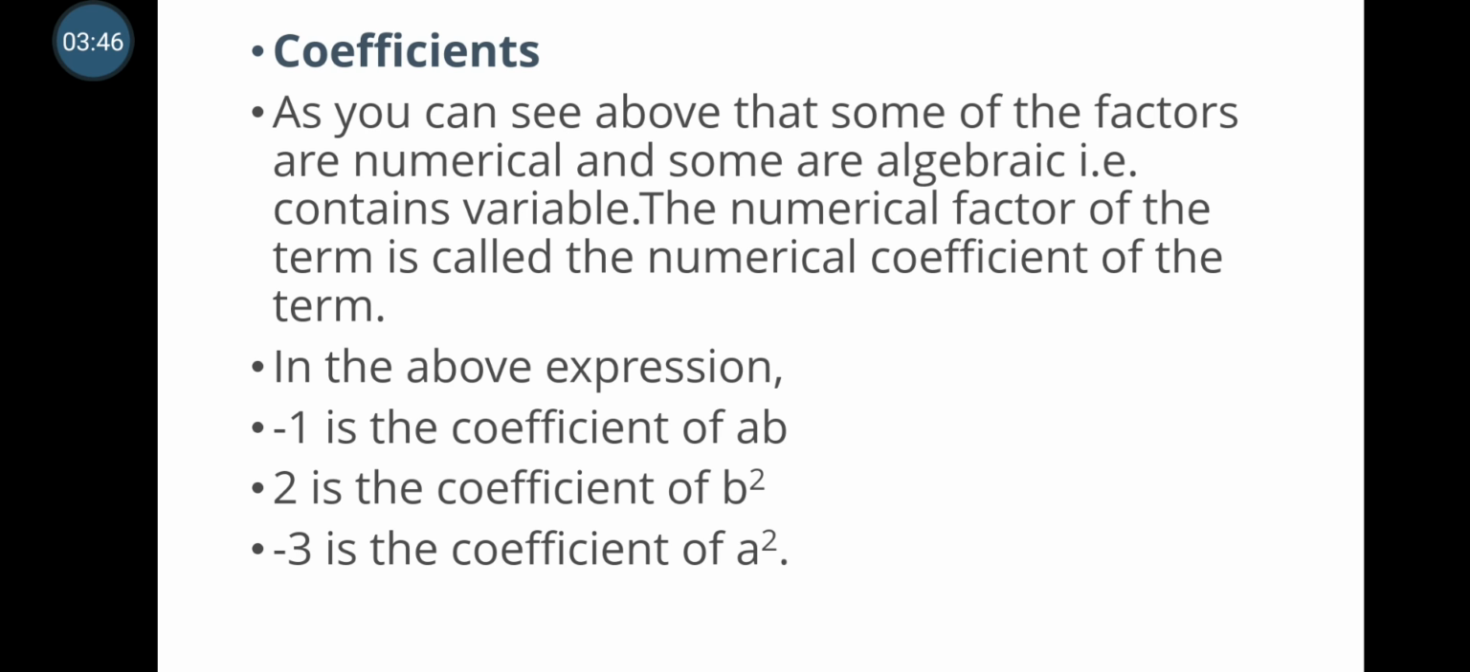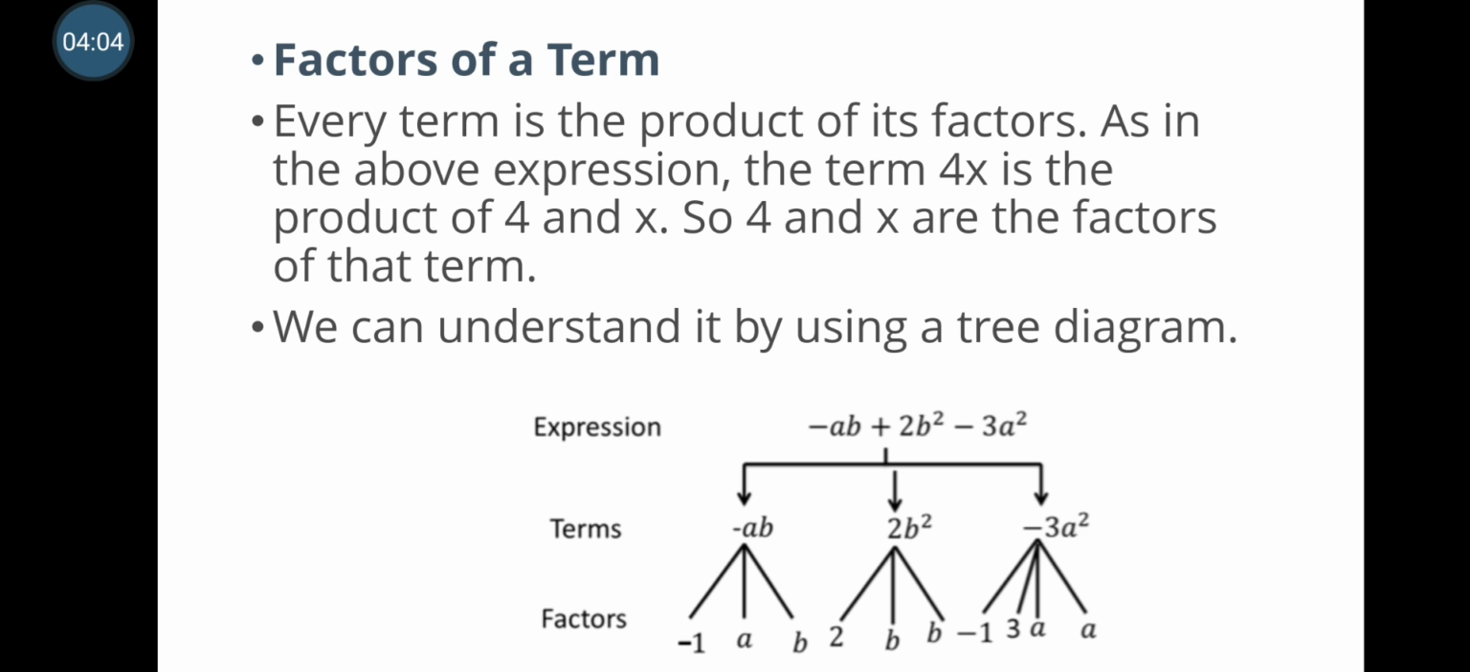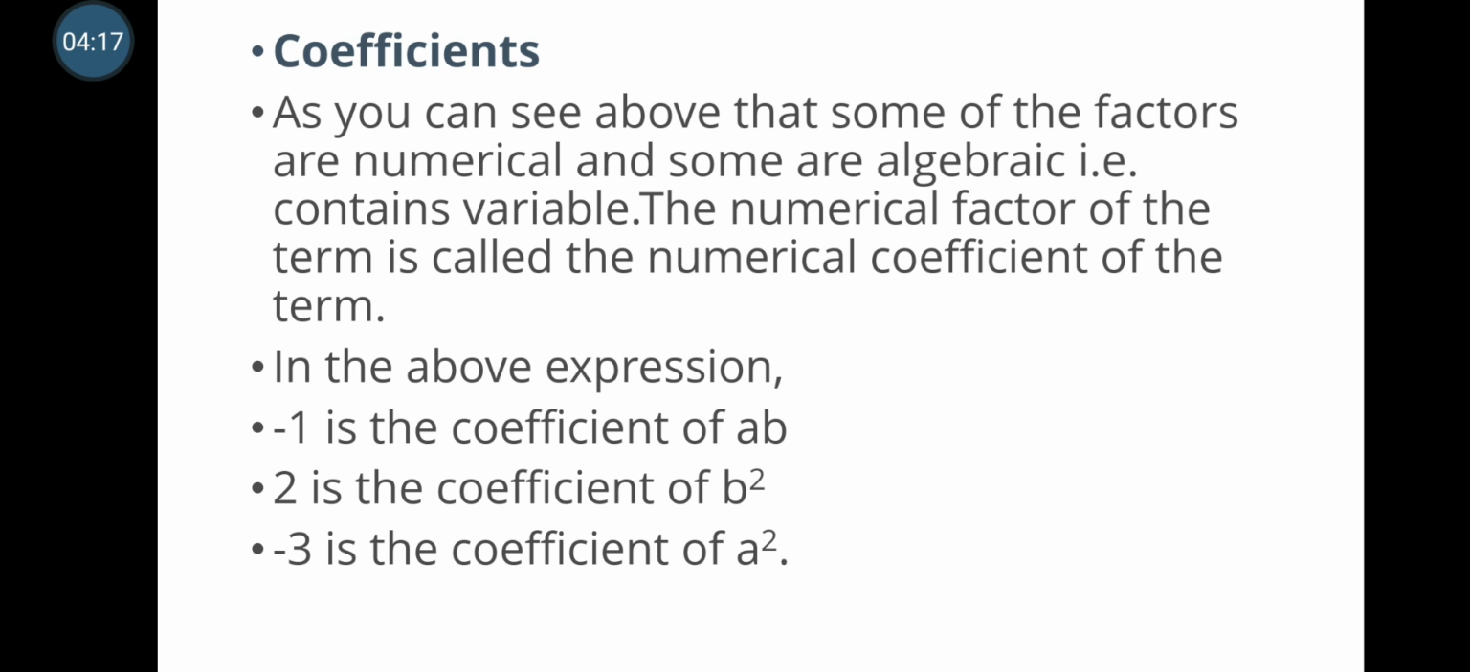Now coming to coefficient. As you can see above, some of the factors are numerical and some are algebraic, that is, they contain a variable. The numerical factor of a term is called the numerical coefficient of the term. In the previous example, you have a number multiplied to the variable: in the first it is minus 1, then you have 2 and minus 3. All these numbers are called the numerical coefficient, or simply coefficient, of a variable.